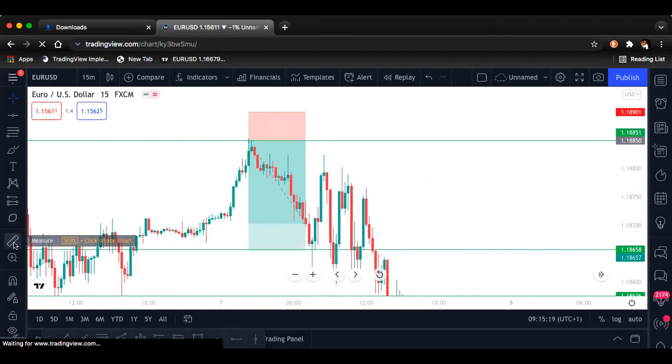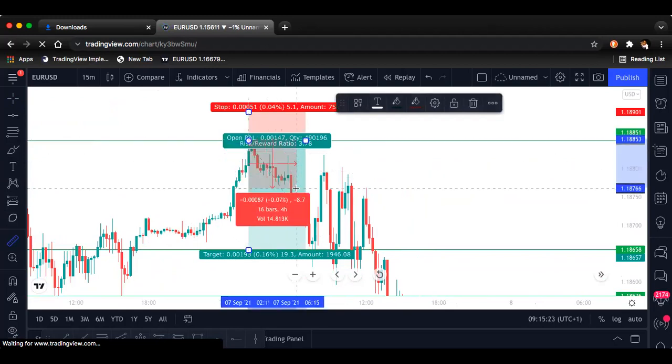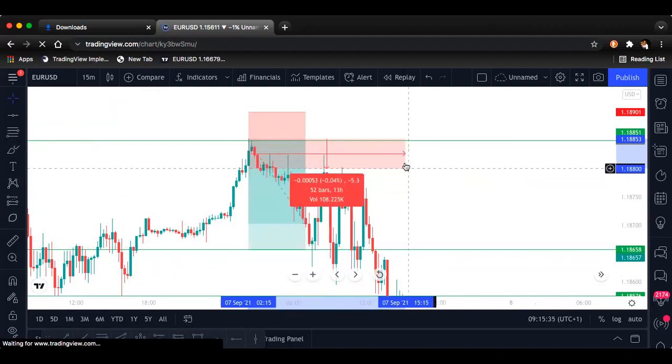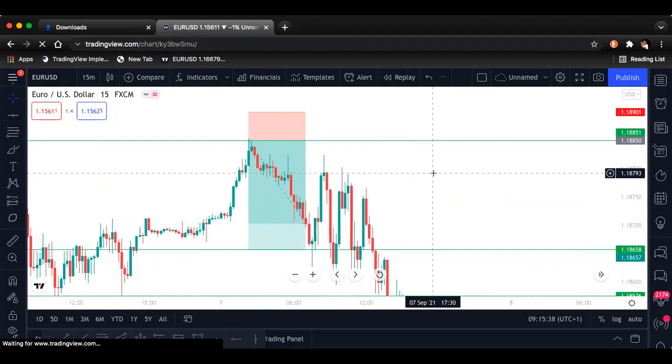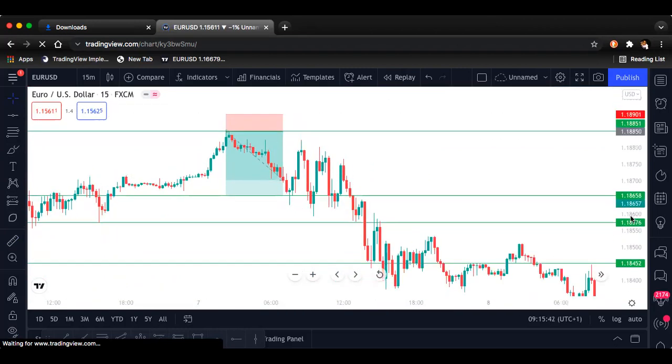I was trying to calculate how many hours it would have taken from here down to here. This would have taken 5 hours 15 minutes, which is still not bad for another 19 pips move. So this guy went on and on.